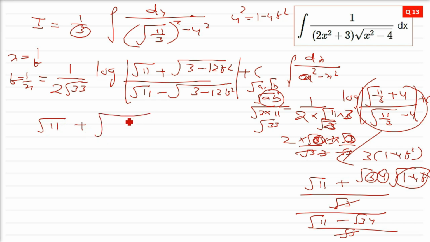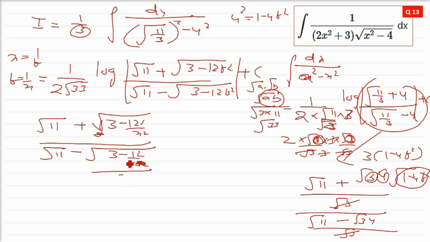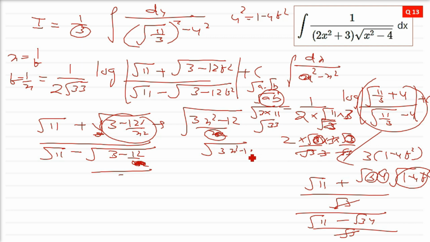This will be under root 11. I'm just showing you the inside one, inside the log. So under root 11 plus 3 minus 12 by x square. Same here, under root 11 minus 3 minus 12 by x square. Let's take the LCM. First, 3 minus 12 by x square will be 3x square minus 12 in the numerator. In the denominator it will be under root x square, which will form x only, because it is under root. So after resolution this will become, I'm doing the second part, 3x square minus 12 by x square. x will come out, so 3x square minus 12 by x. And this has to be added and subtracted with under root 11 preceding it. So under root 11 plus this one and under root 11 minus this one.